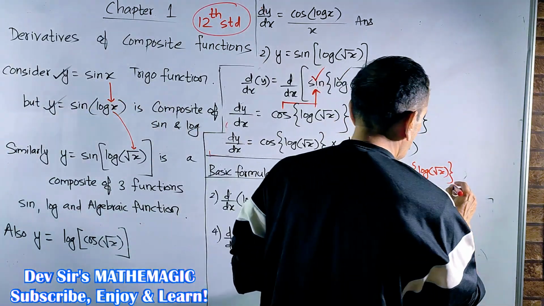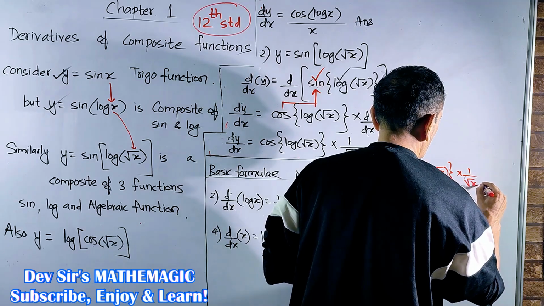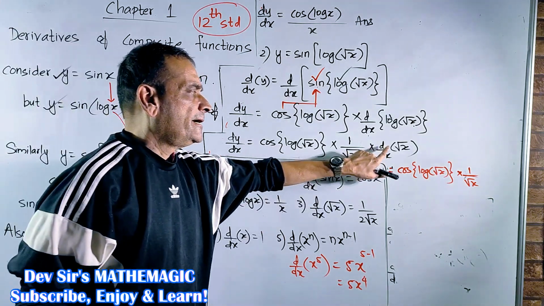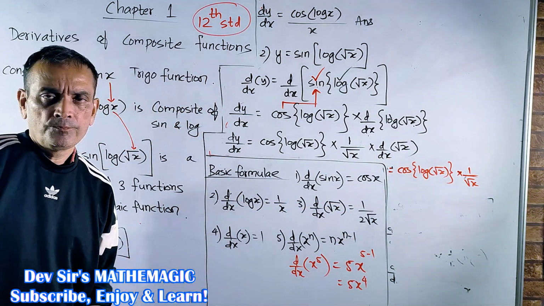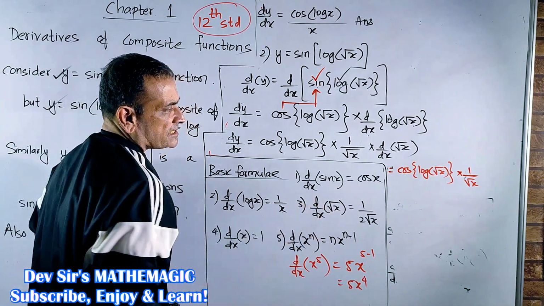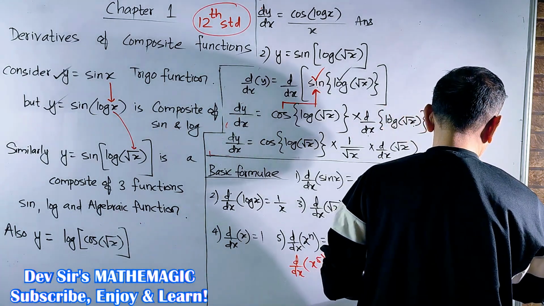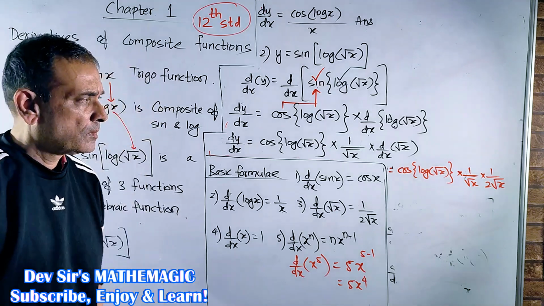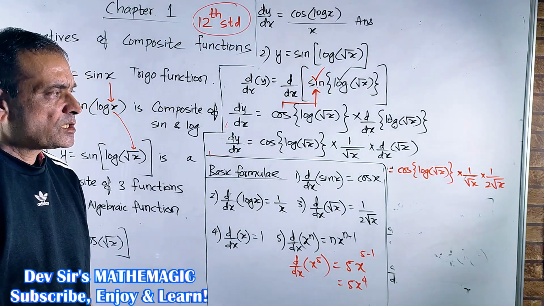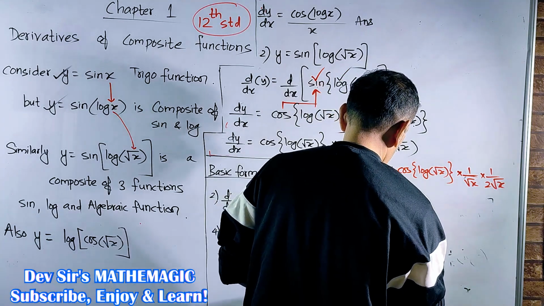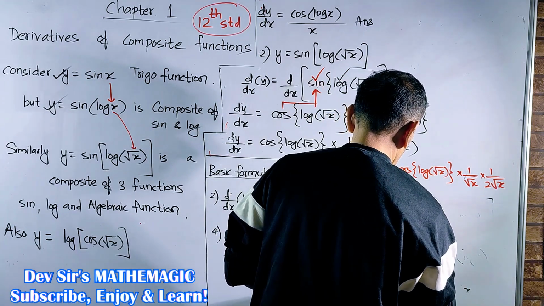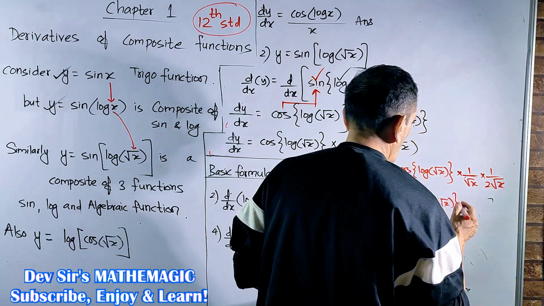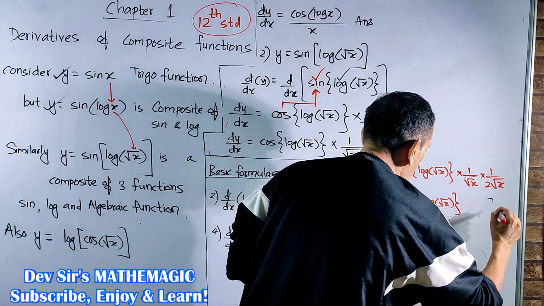Into 1 upon root x we already have got. D by dx means we have to use the basic formula. D by dx of root x is 1 upon 2 root x. So let us write this properly. Into 1 नहीं लिखते हैं. You can write it as upon.